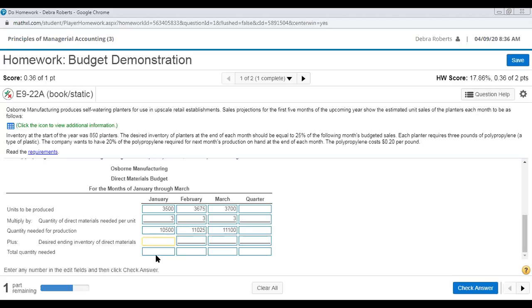So in this case, we want to take our desired ending inventory. Now, if we look at this number here, what is going to be our desired ending inventory? What information are we going to put in here? It says here, desired inventory of planters at the end is going to be 25% of the next month's budgeted sales. So if the budgeted sales is 36.75, I believe, let's see, for February. I'm using my calculator. All right, so let's take my calculator and we're going to multiply.